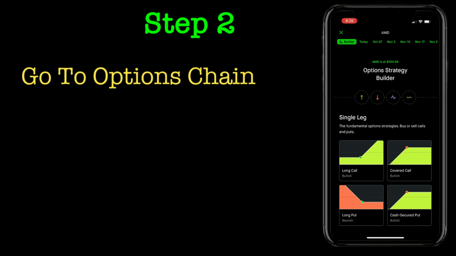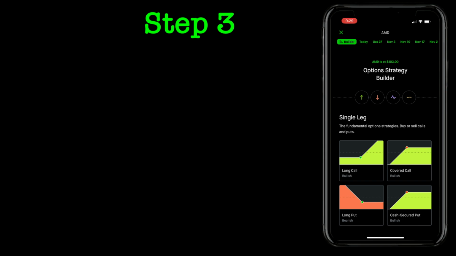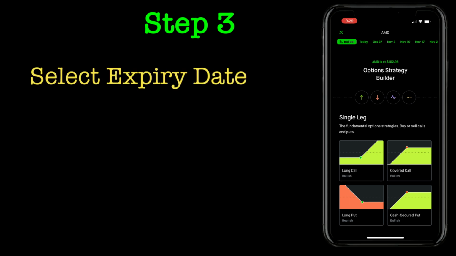Now step 2 is once you are on that stock page, you're gonna select trade option, and this will put you into the option chain for that particular stock. Now step 3 is selecting the expiration date, and as you can see there are multiple expiration dates here. It has a weekly expiration and you wanna select an expiry date that you are comfortable with.